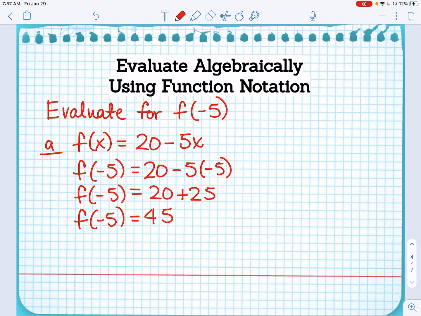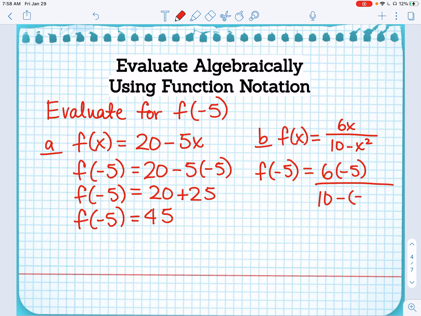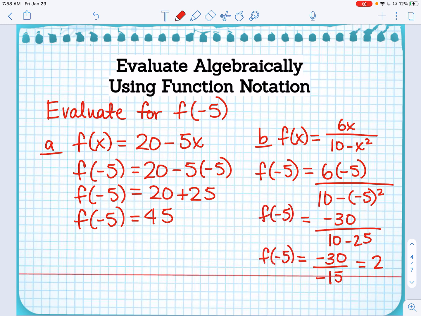But you could also do this with something more advanced, something like if you were given f of x equals, how about 6x over 10 minus x squared. You would still plug in that -5. You would substitute -5 in for x. And you would end up with -30 in the numerator. And you'd end up with, well, -5 squared is 25. So you'd end up with 10 minus 25. So you'd end up with -30 over negative 15, which is 2. So f of negative 5 equals 2.